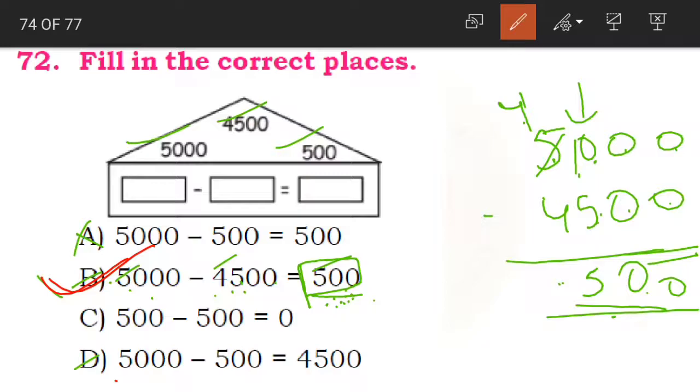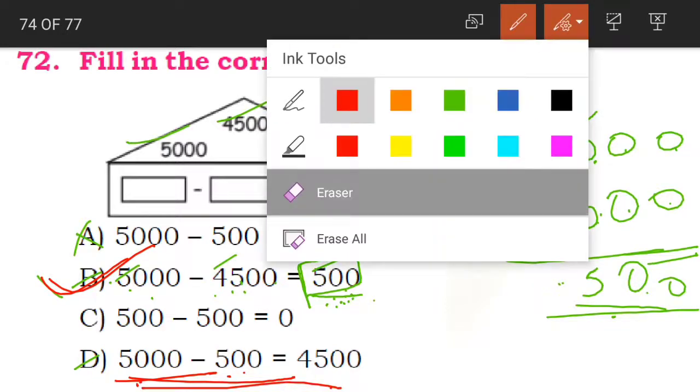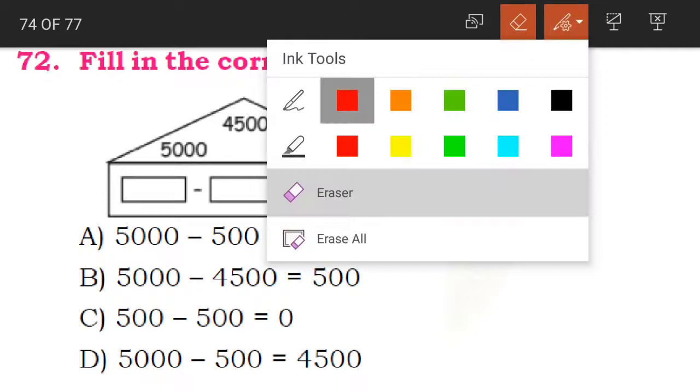But if you observe carefully, option D also is correct. Just now we did, right? 5000 minus 500.